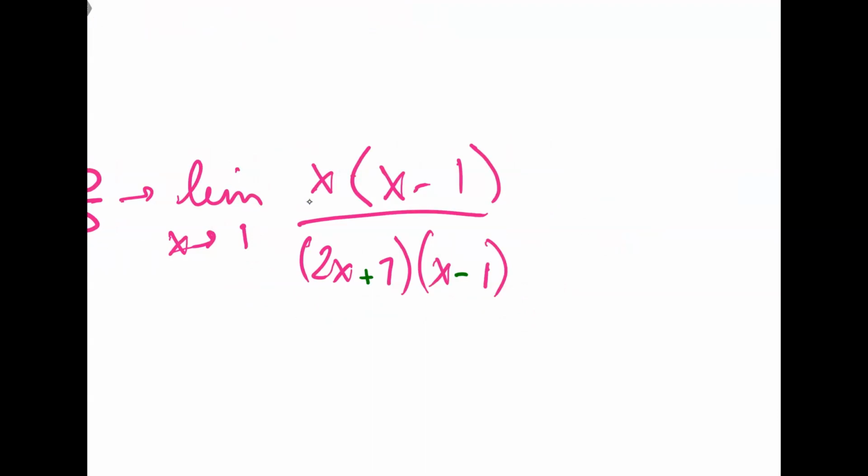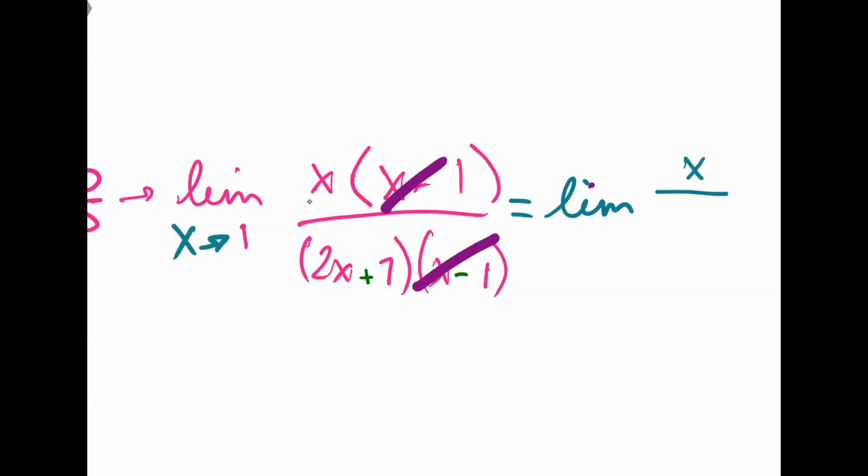Okay, so if I cancel this guy out, guess what? I'm left with the limit as x approaches 1. I don't know why my pen is so bad. That's better. It's the fat pen that tries to do stuff. Okay, limit of x over 2x plus 7 as x approaches 1.